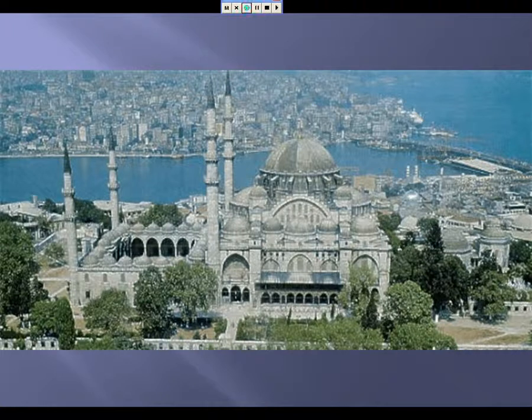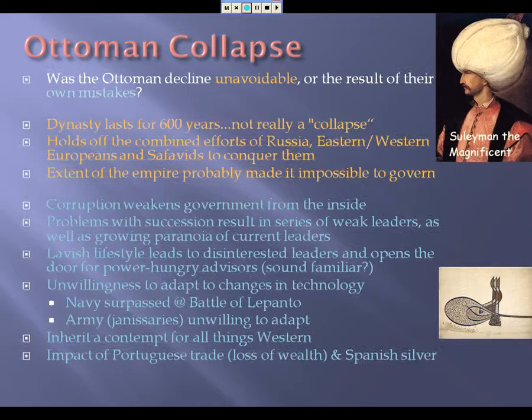All right. What happens to the Ottomans? Well, they decline, like everybody else. So as we look at why they decline, we're actually going to make it a little bit more subjective and ask the question, did they decline because it was their own fault? Or did they decline just because that's what happens? It's unavoidable.